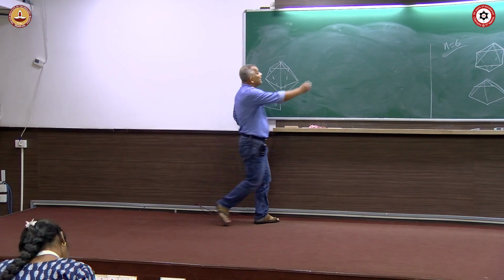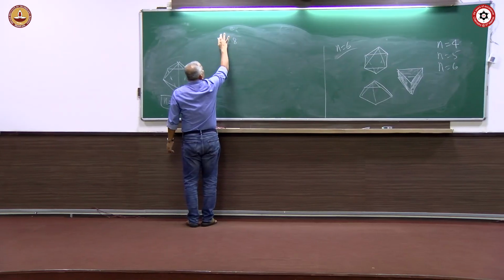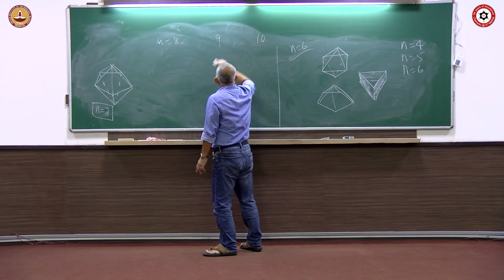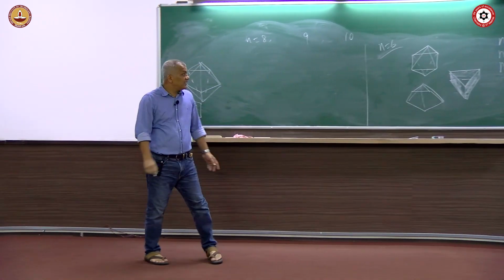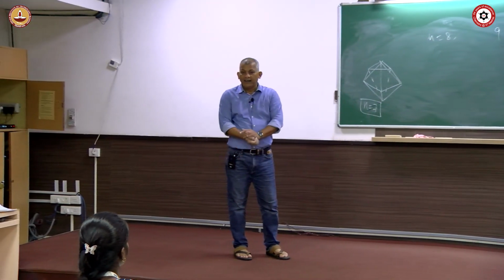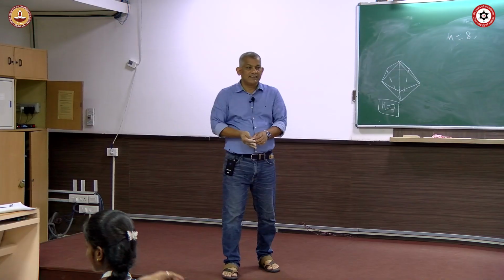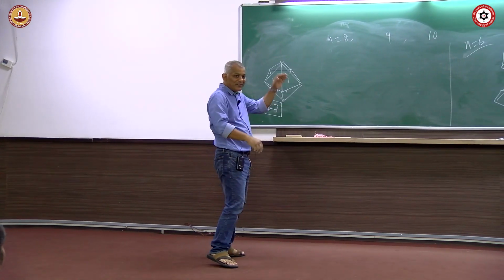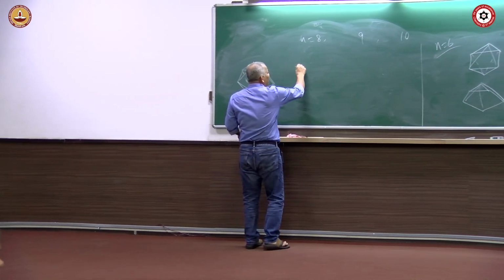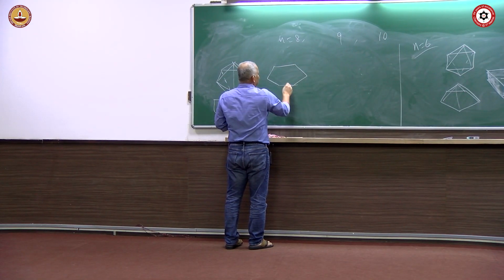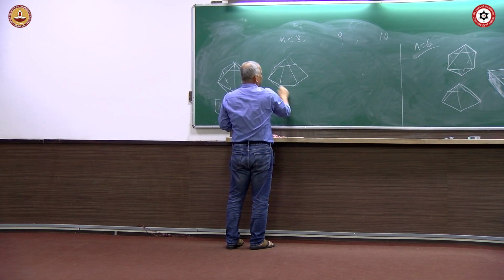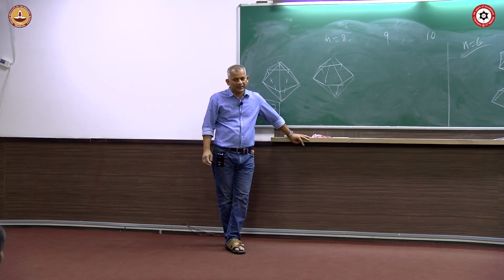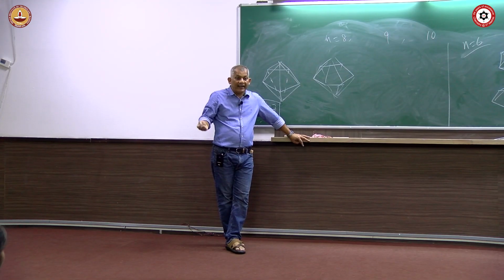What about n equal to 8, 9, 10? Let's see, n, 8, 9, 10. Huh? 8. You are very smart. Every time you are putting cap. Okay, fair enough. Hexagonal bipyramid. Correct answer. Any other geometry?